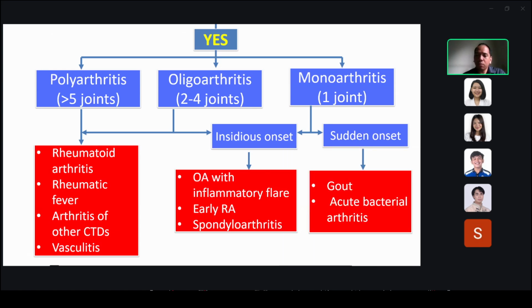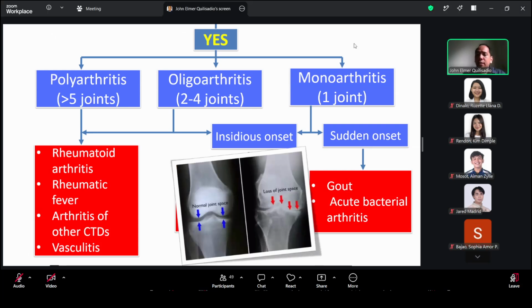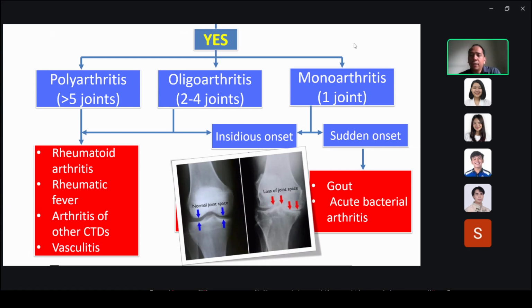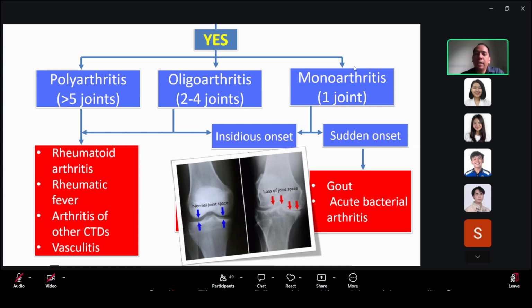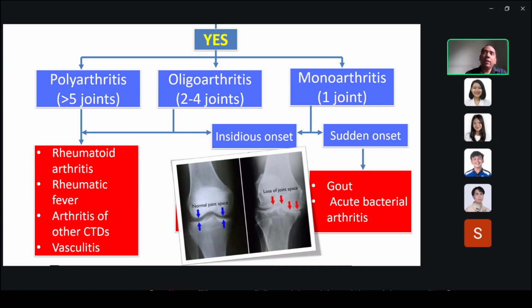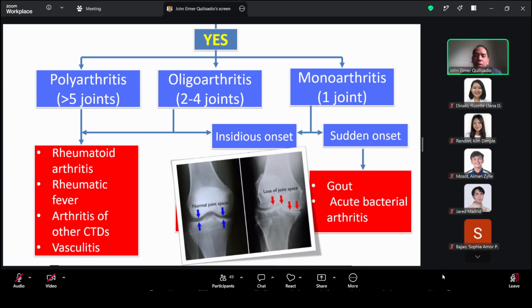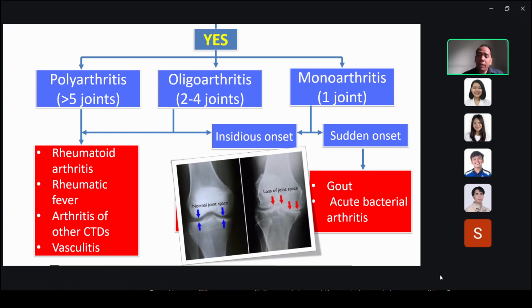So patients with osteoarthritis, the typical picture of their X-ray findings, especially among long-standing na OA, is the joint space narrowing. So we have a radiographic classification grading system, grade 1, 2, 3, 4. Pag grade 4 na, meron ng severe joint space narrowing, such as what we can see here in the picture.